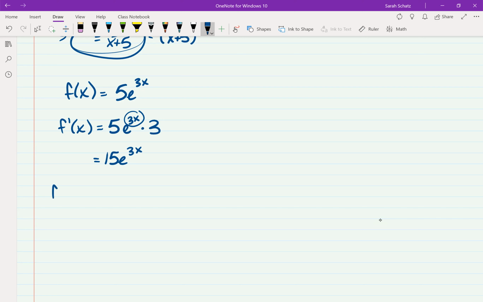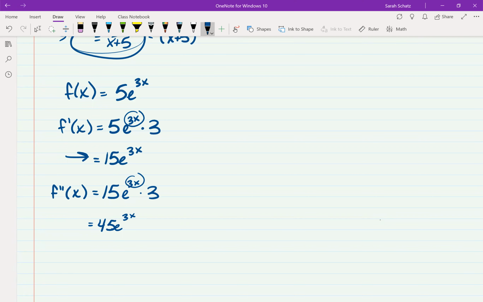But if you want the second, you got to take it again. So let's do it again, you guys, from this line. The 15 is a coefficient, so it comes down. The e to the 3x comes down as is. Again, you do some chain rule. Now I'm at 45 e to the 3x. And there's your second derivative.